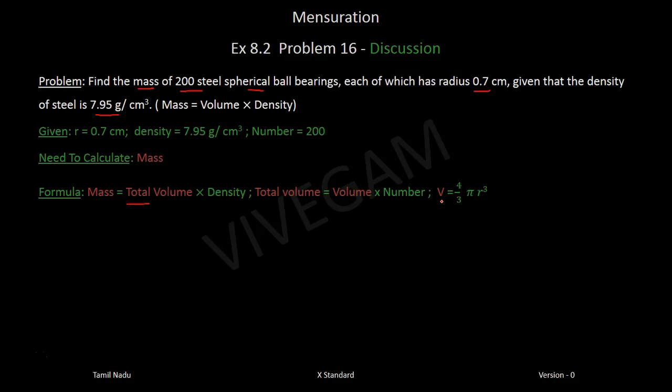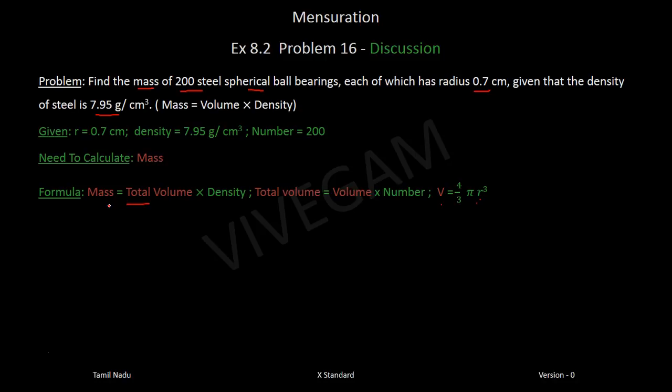Come to the next step. Volume of one sphere is 4 by 3 pi r cube. Yes, this is fine. We should be able to calculate because there is only one unknown, volume, and r is known, so we can use this formula. So substitute r equal to 0.7 and calculate volume. Once we know the volume, that volume into number, which is 200, will give you total volume. Then the total volume into density, which is 7.95, you will be able to get the mass.